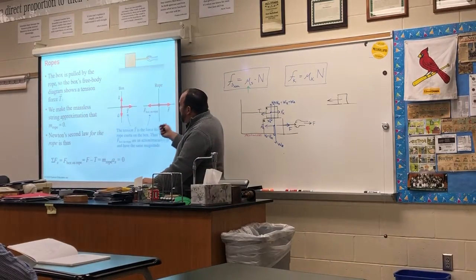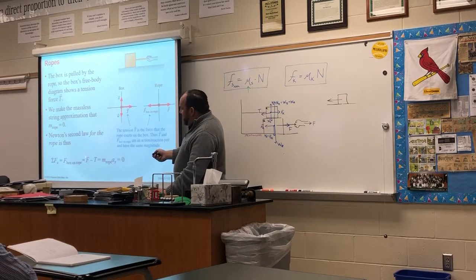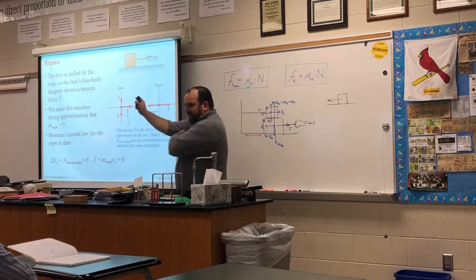But the string is massless. We're assuming strings are massless. So the mass of the rope is 0. If we look at Newton's second law for the rope, the net force is the force of the box on the rope, we have the force minus the tension, which equals mass times a. We get 0. So the net force on the rope is 0. Here's the key to this.